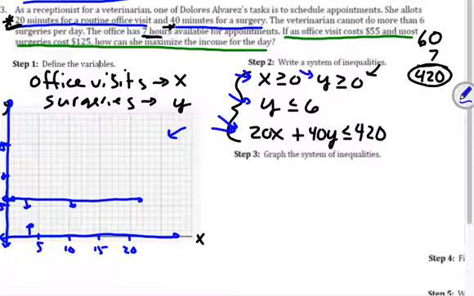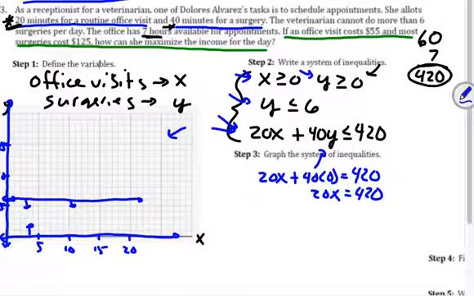This last one, usually I solve for y, but I don't think that makes this problem any easier. So I'm going to find my x and y intercepts. You could solve it for y and use slope and y-intercept, but I'm not going to do that in this case. Let's find our x-intercept first. You'd plug in 0 for y. So I end up with 20x plus 40 times 0 equals 420. Basically that's 20x equals 420. Divide both sides by 20, and I get 21. So my x-intercept equals 21.